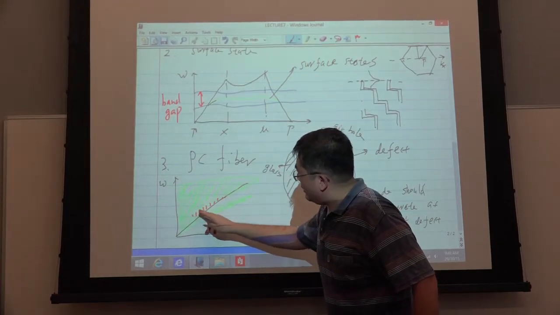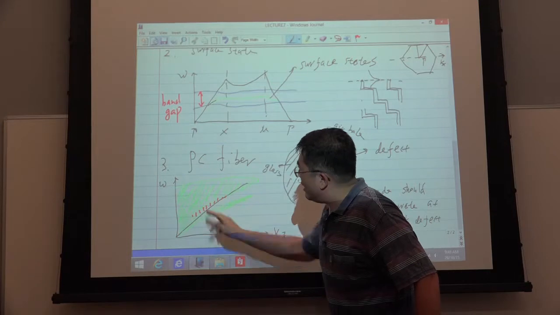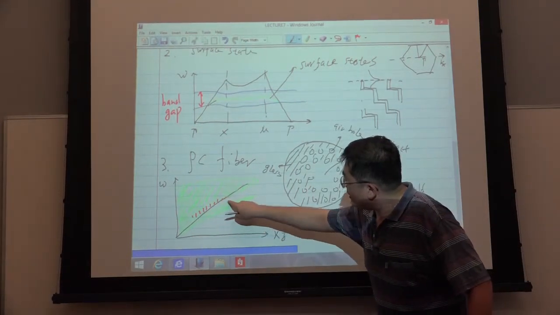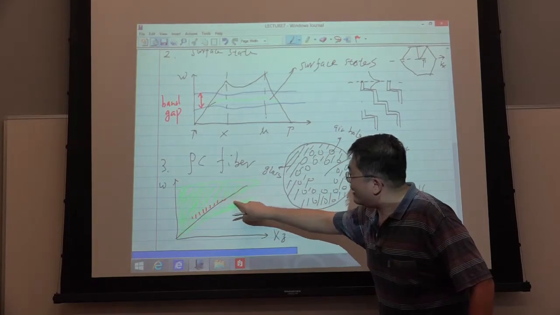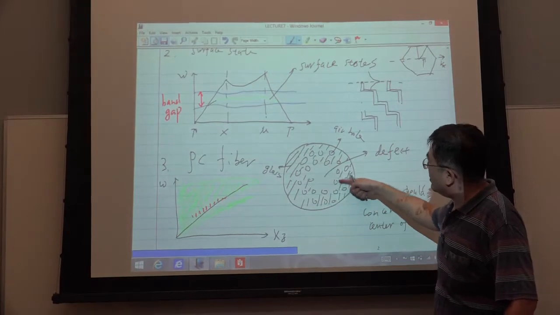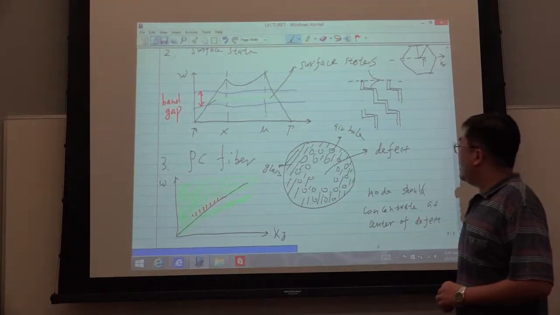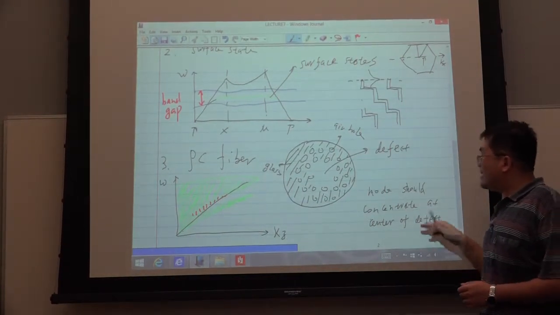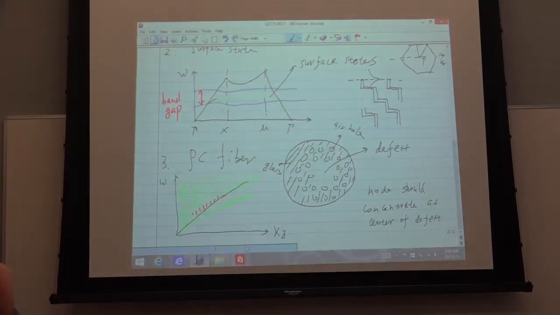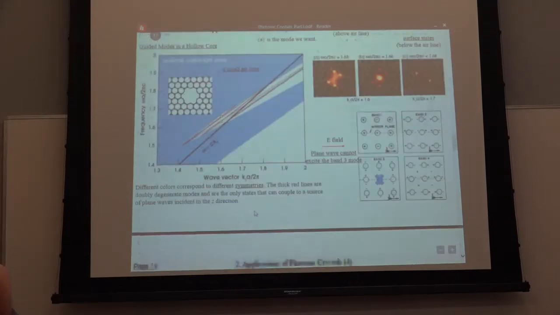And this should be up to this, on the left-hand side of this air line. Okay, if the mode is around here, this is the surface state. I mean the wave will be constrained at this edge of the fiber and does not go further. So the mode should concentrate at the center of the defect. This is the basic idea. Okay, so I just show this picture.